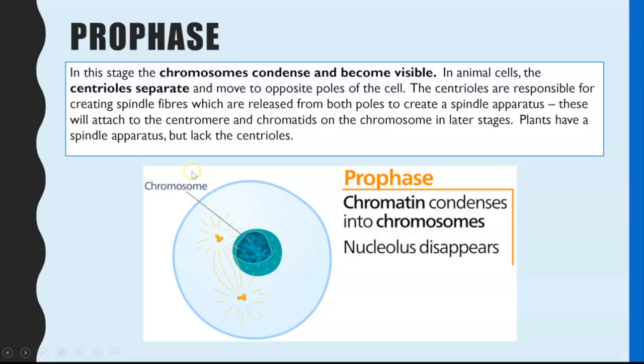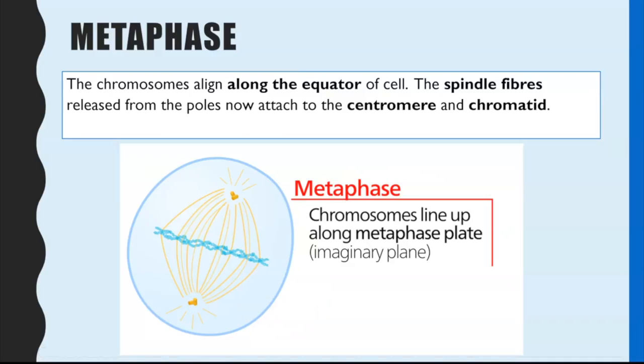You will also have the centrioles, which we can see here in pairs, will move to the opposite poles of the cell. And the centrioles are where the protein spindle fibres are released from. So that's what happens in the first step, prophase. You'll also have the nuclear envelope start to disintegrate. So by the time we're in metaphase, there's no longer a nucleus.